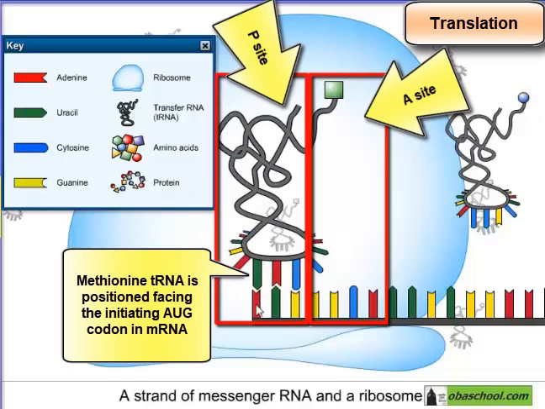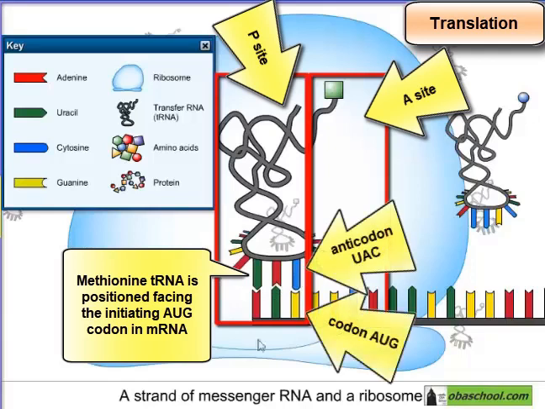So this is the first amino acid that is delivered to the ribosome. It is always methionine. The initiator tRNA carries methionine and carries the anticodon UAC, and it binds to the initiator codon AUG.